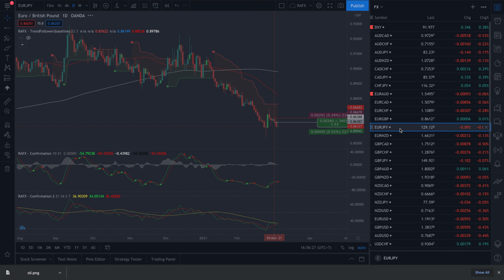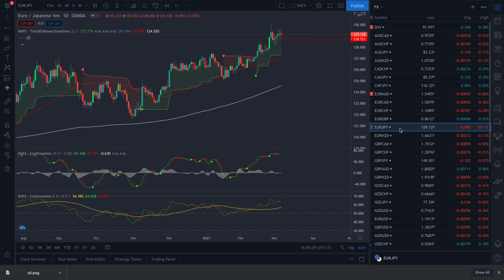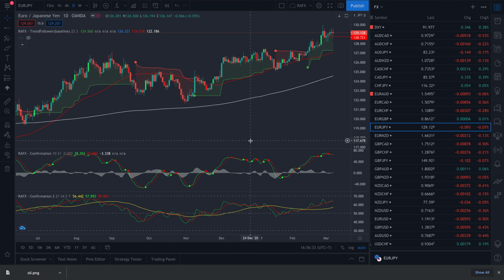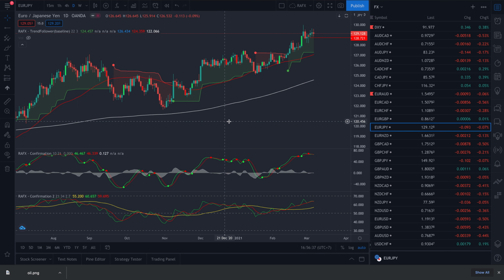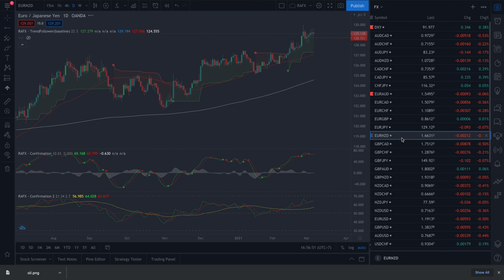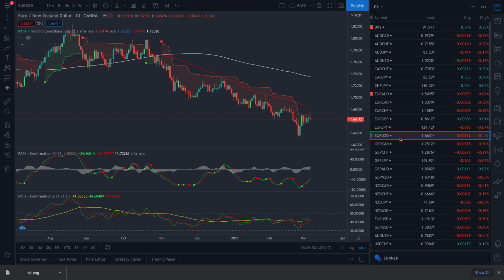Next pair is Euro JPY. In this case, Euro JPY is in an uptrend, but I will not proceed with checking the lower time frame because again the price is too far from the market structure. So let's move to the next pair.